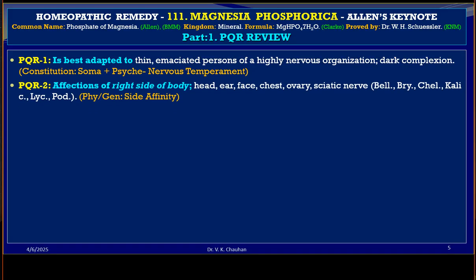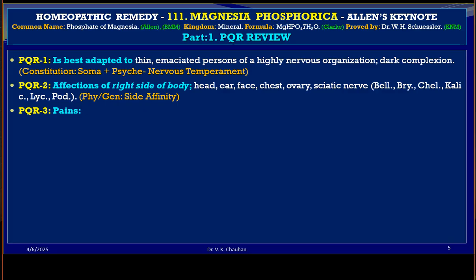Let us go to the second PQR. Affections of right side of the body. Head, ear, face, chest, ovary, sciatic nerve. Right-sided affections you will also find in belladonna, bryonia, chelidonium, calcarea carb, lycopodium, and podophyllum. So this symptom, PQR2, is a physical general having side affinity of Magnesia Phos. Now let us go to the third PQR.